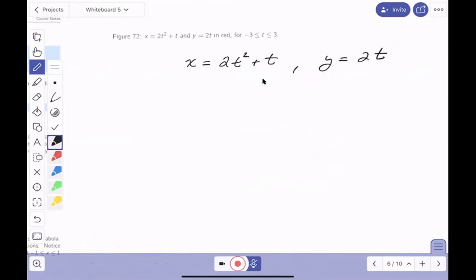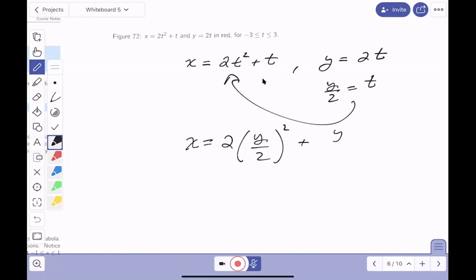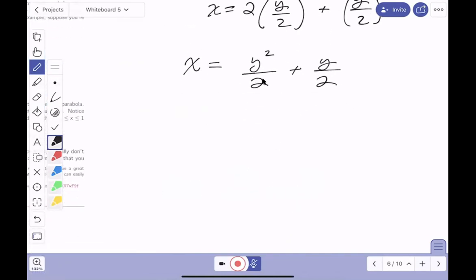I would say probably solve y for t. And what do you get? You get y over 2 equals t, and then plug it in over here. You get x equals 2 times y over 2 squared plus y over 2. What do you get? You would get y squared over 2 plus y over 2. Maybe I'll just do this: 2x equals y squared plus y. I definitely notice the problem, by the way, it opens like this over here. And therein lies the problem.